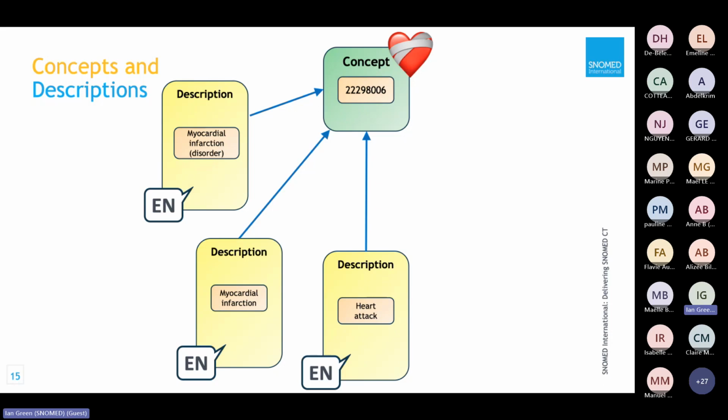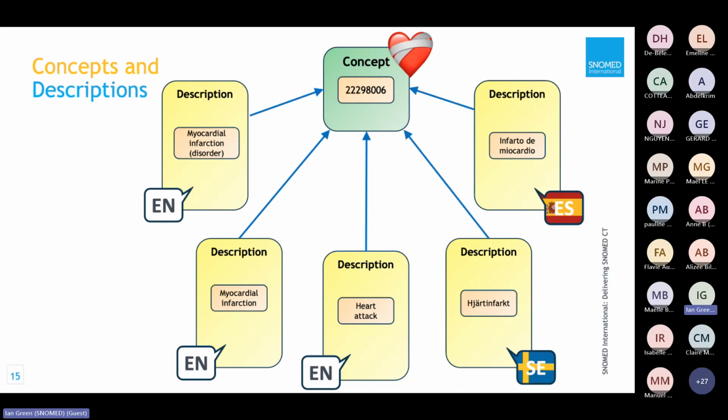So myocardial infarction, heart attack, cardiac infarct, whatever it is, are added within SNOMED as synonyms. And they're also identified as being EN, which is English. Well, in that case, US English. On top of that, if you're in other countries, you can add synonyms in any language you wish, but they'll exist in SNOMED as synonyms. So you've got a Swedish version here, a Spanish version, you could have a French version, Estonian version, German, whatever you like. They all get added as synonyms.